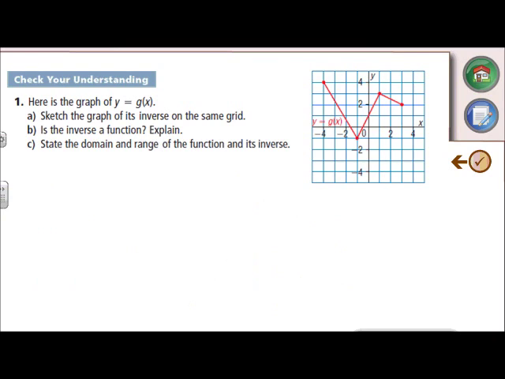All right, example number 1 here. Sketch the graph of the inverse, and is the inverse a function? Then the domain and range. Okay, so let's start with, what is a function? We got to remember that. A function, if we remember, passes the vertical line test. Every vertical line that you draw only crosses the graph once.